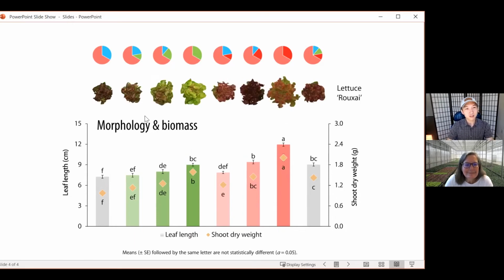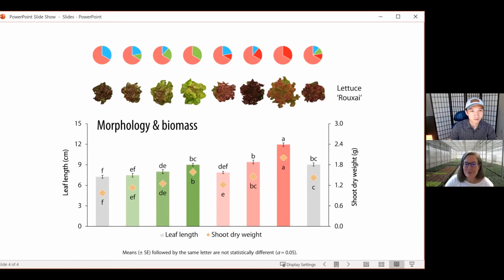On the other hand, red leaf lettuce Ruchii showed similar responses in terms of morphology, which means plant shape, and biomass, which means yield. Interestingly, increasing the proportion of green light reduced red leaf coloration. So under this treatment with only red and green light without any blue light, red leaf lettuce actually looked like green leaf lettuce.